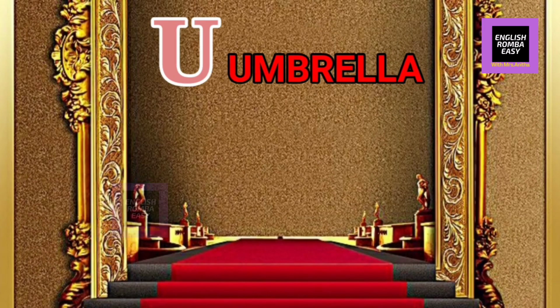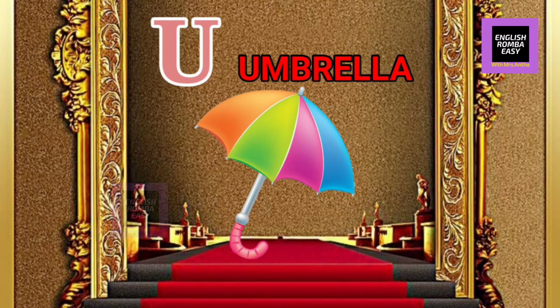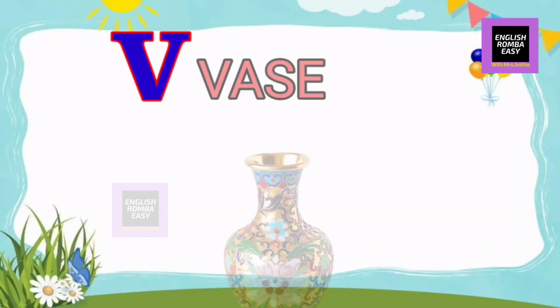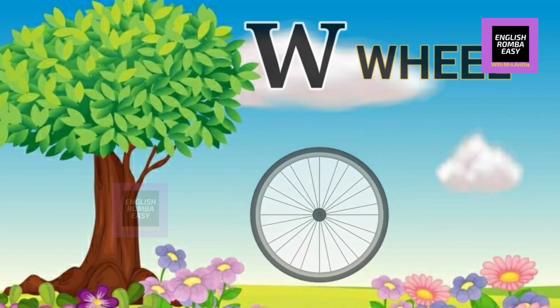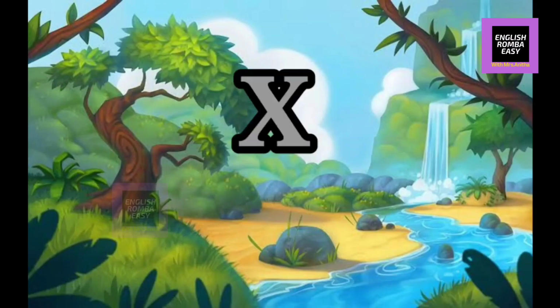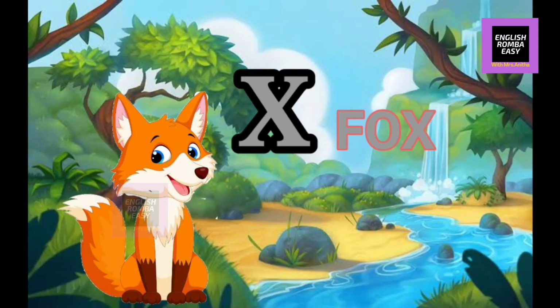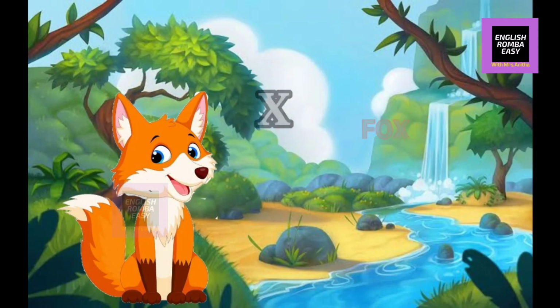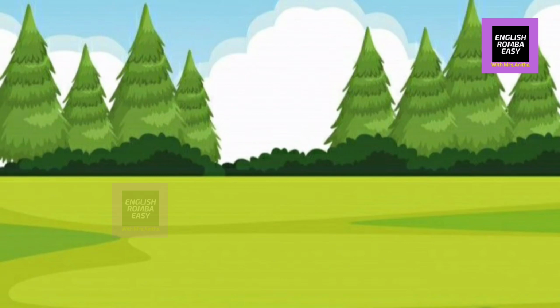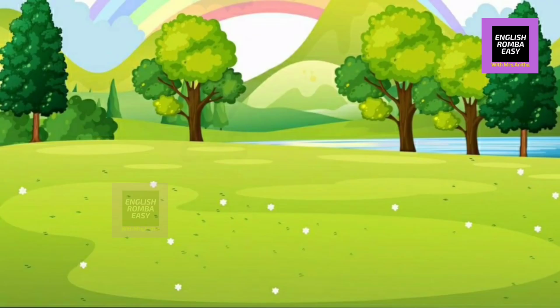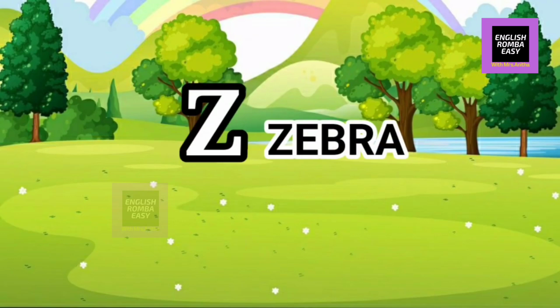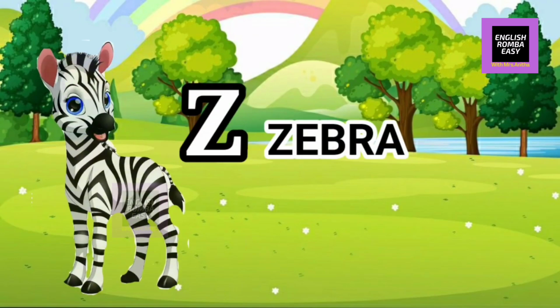U is for umbrella. Umbrella. V is for face. Face. W is for wheel. Wheel. X is for box. Box. Y is for yellow. Yellow. Z is for zebra. Zebra.